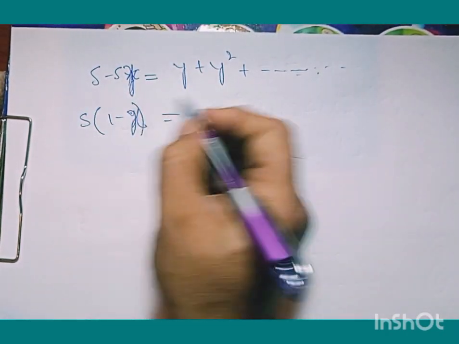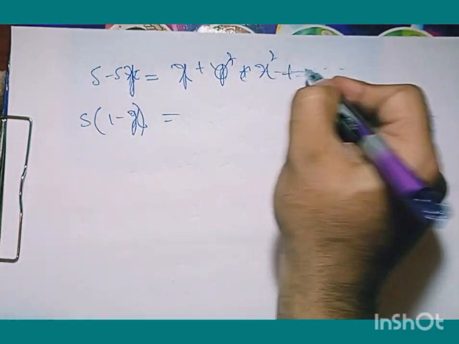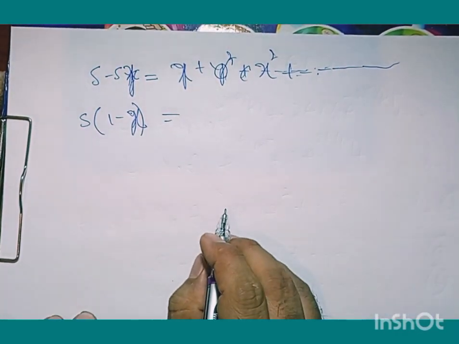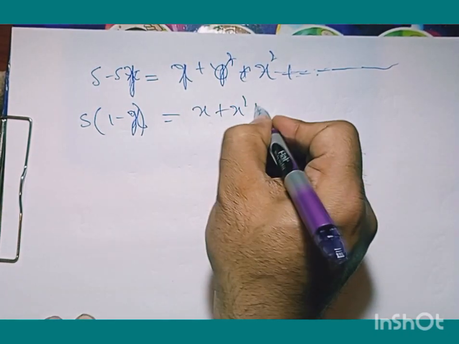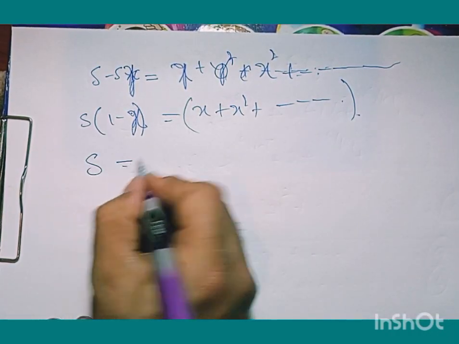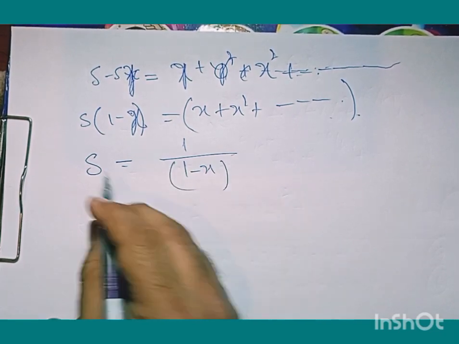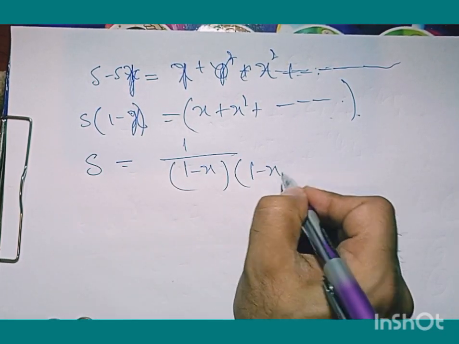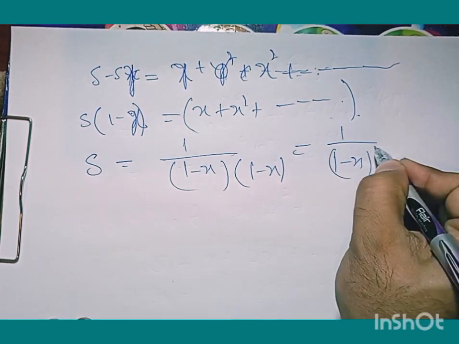So 1 minus x. So this is x, and this is x squared plus so on and so forth. So this is x plus x squared plus so on and so forth. So this is already obtained. So what will s be? What is this? This is 1 by 1 minus x, divided by 1 minus x. So this is going to be 1 by 1 minus x whole square.